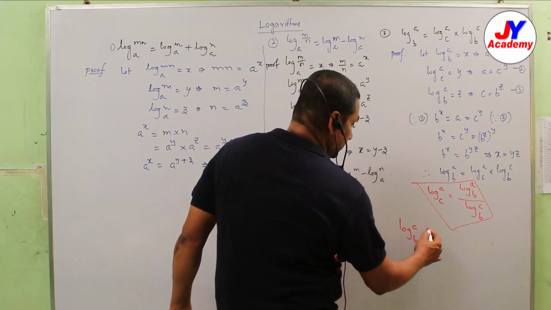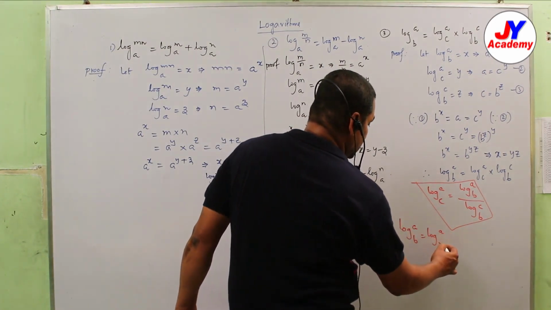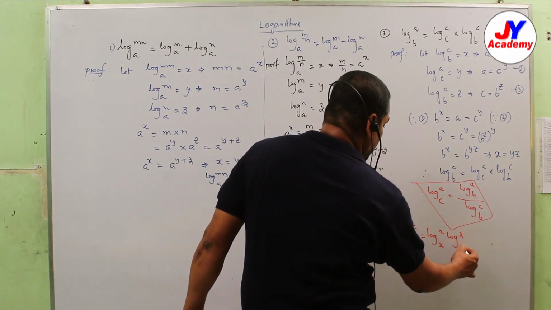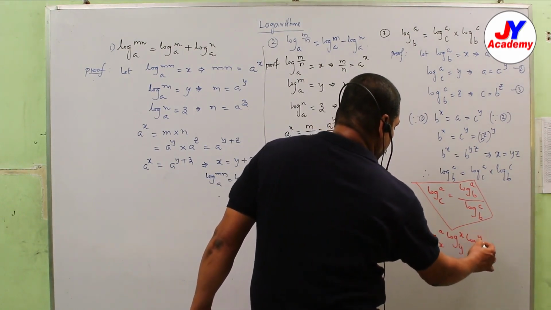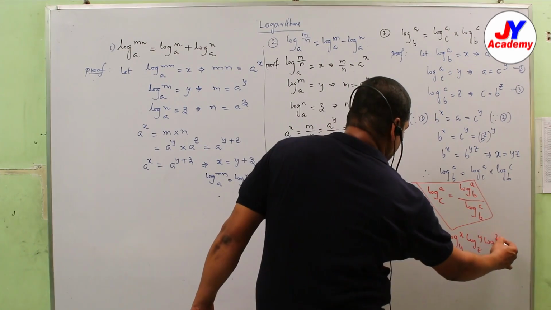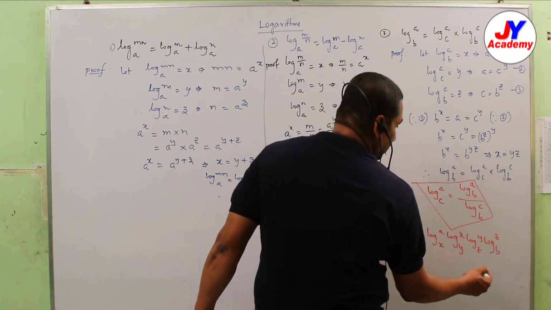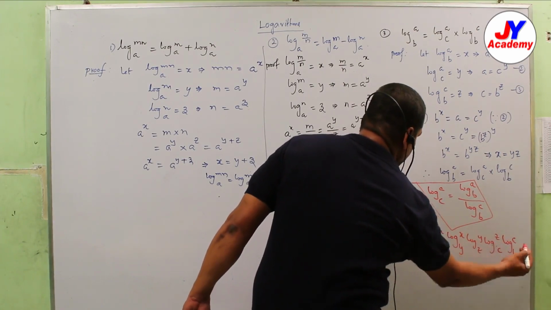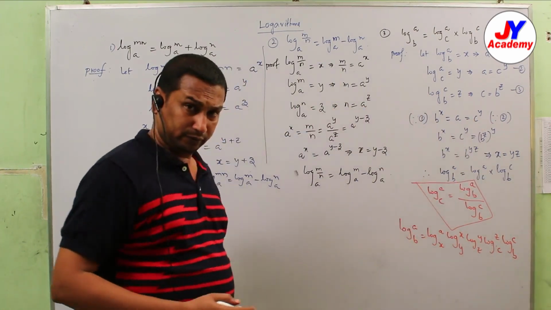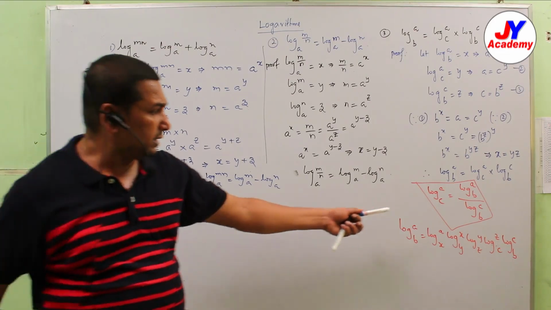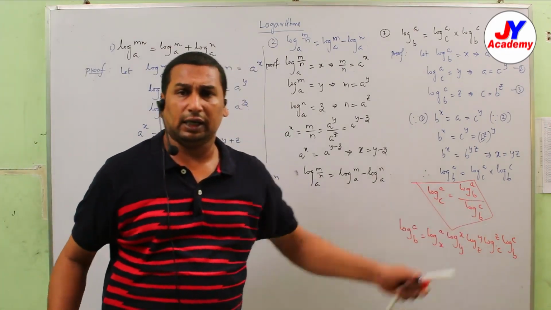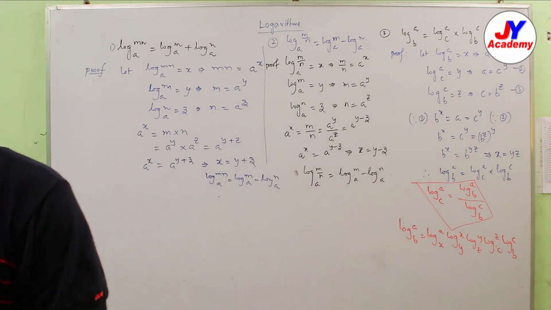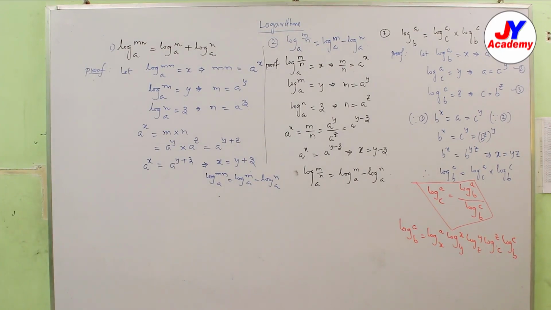Log a base b can be written as log a base x, log x base y, log y base z, log z base b, or log z base c, log c base b. Like that we can extend. Everyone can be written in this form. Then finally we will get log a base b. So that is the third application.